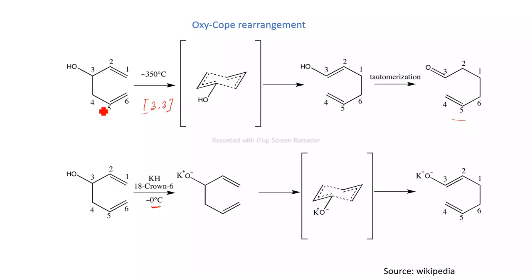I am telling you that here is also a double bond. What is the difference here? Here both are C double bond C. And here one is C double bond C and one is C double bond O. So the driving force is basically stabilizing the C double bond O. C double bond O is more stable than C double bond C. That's why this reaction is happening.